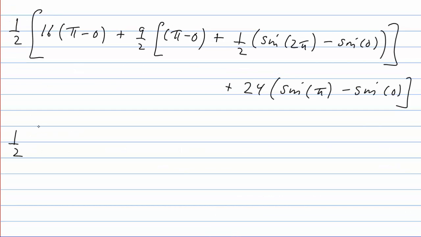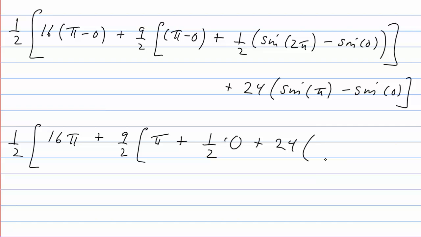Okay, so what does all this amount to? You get 16 pi plus 9 halves pi plus 1 half. Well, what's sine of 2 pi? It's 0. And what's sine of 0? Also 0. So this would just be 1 half times 0, plus 24 times sine of pi is what? Well, again, it's 0. So 0 minus 0.